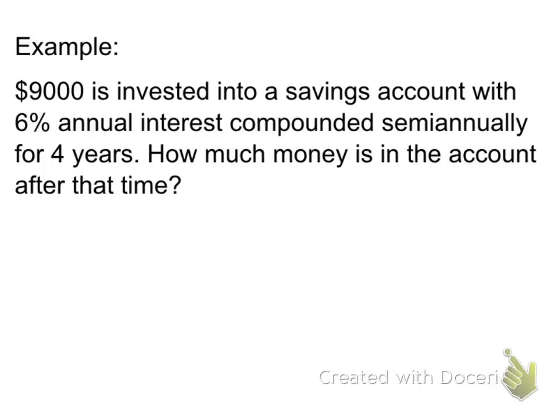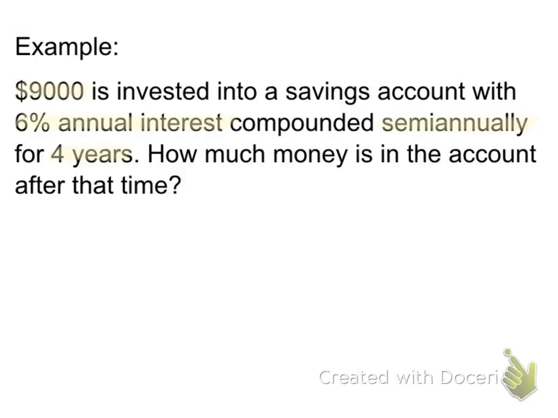Here's our first example regarding compound interest. As you read this problem, I want you to recognize that 9,000 is your initial investment, so that's going to be our P value. The 6% is our annual interest rate, and that is being compounded semi-annually, so twice a year. And we're looking at it for 4 years. So we want to know how much money is going to be in our account.